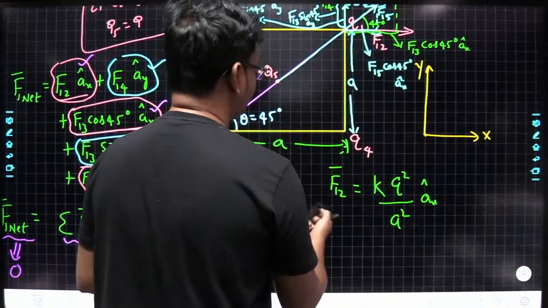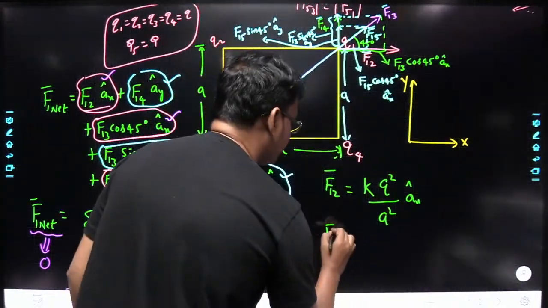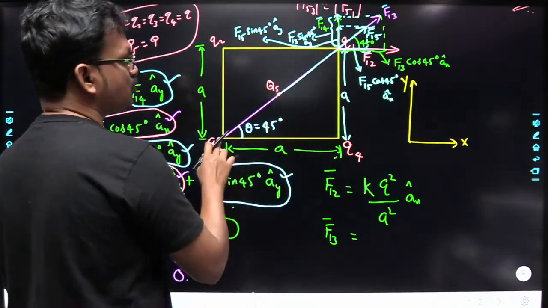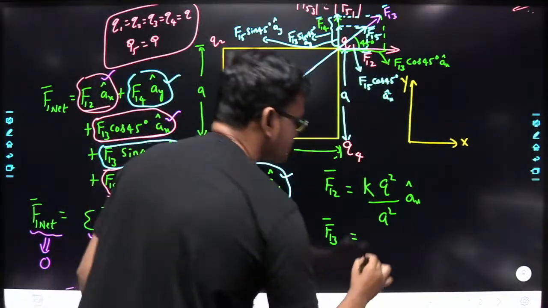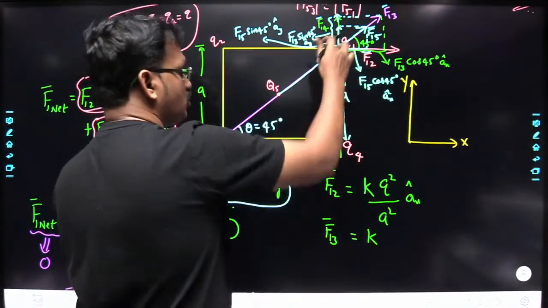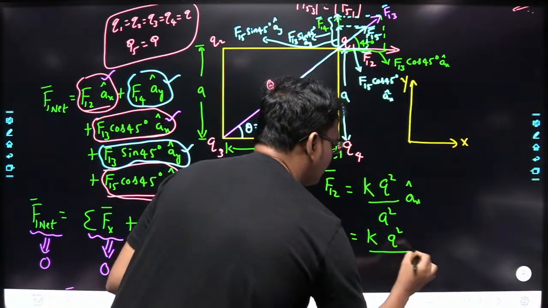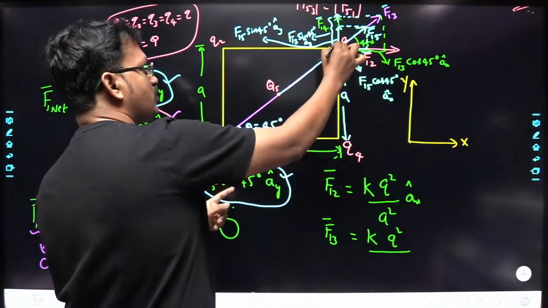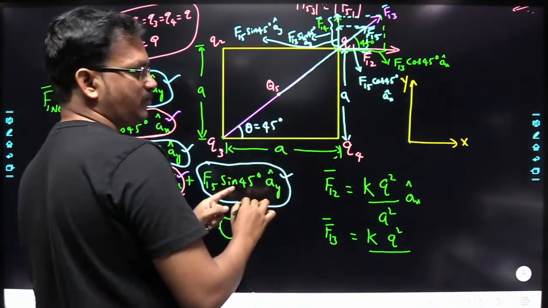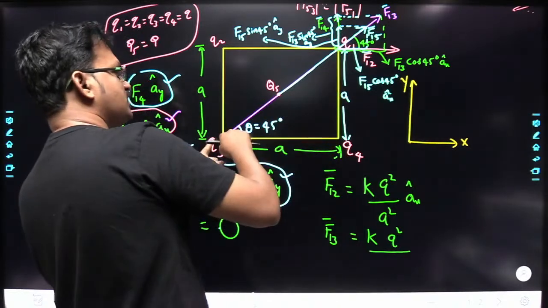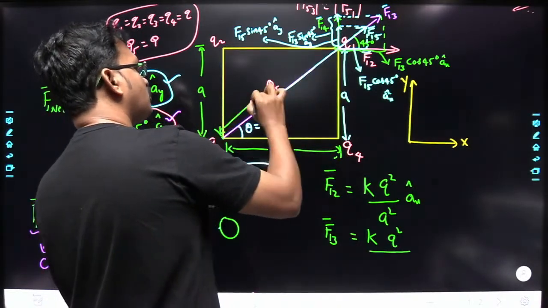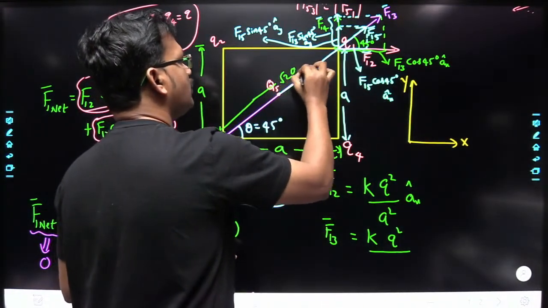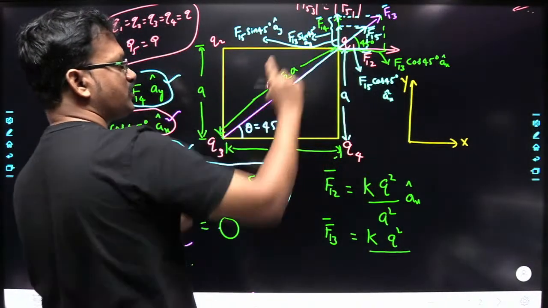Next, what is F13 here? F13 is the force on 1 due to 3, which is K into Q3 into Q1, that is Q square divided by the square of the distance between these two. What is the distance from Q3 to Q1? Here this is A, this is A, so the distance from here to here will become root 2A.